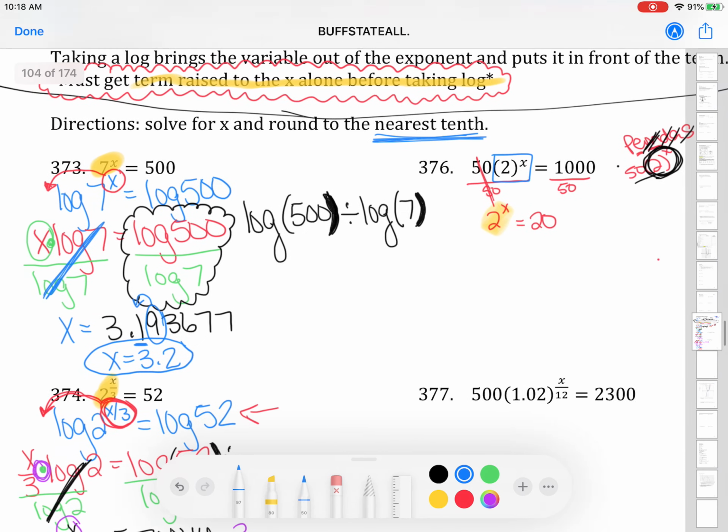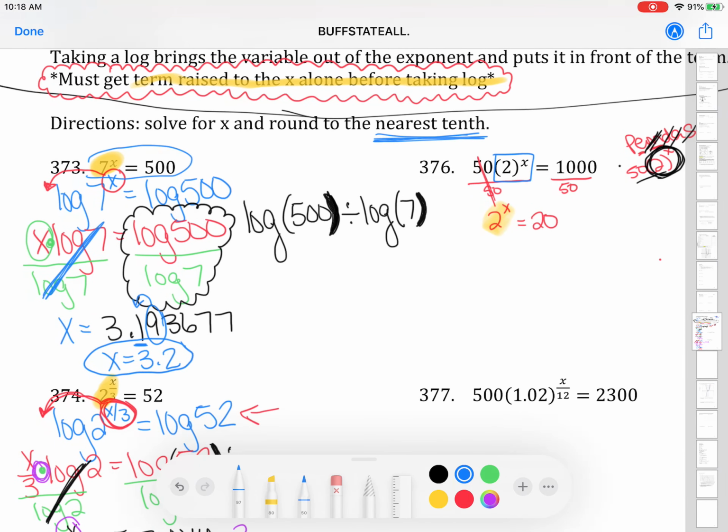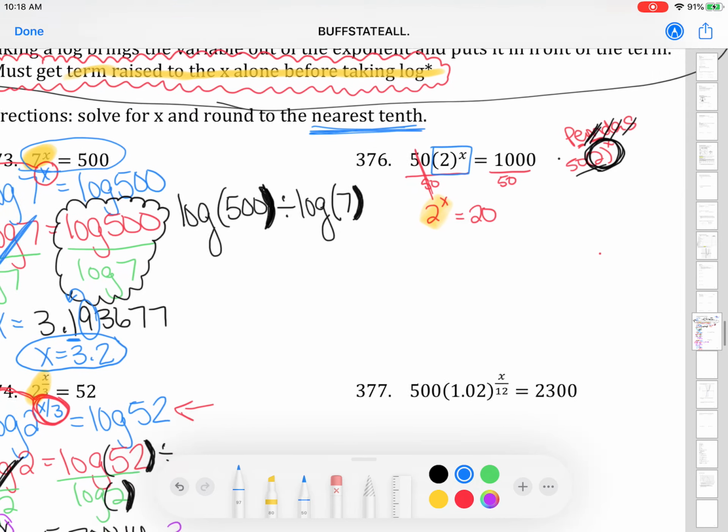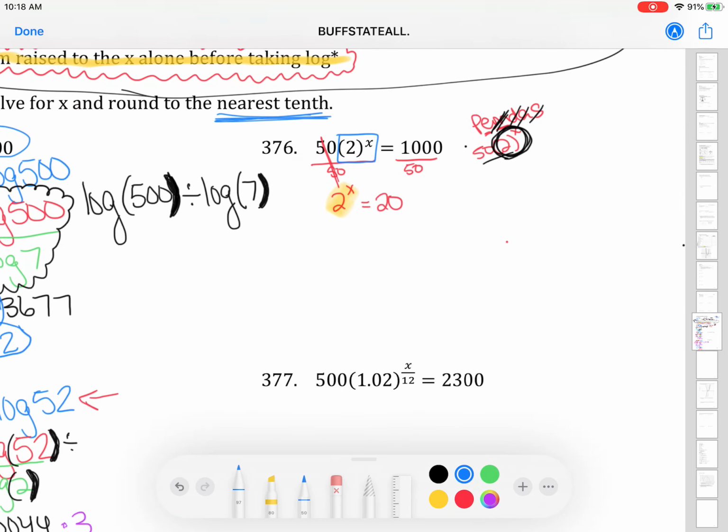I'm good to try using logs. Pause the video for a second and try following that log method that we just used from the very beginning in the question right next to it. Write the word log on both sides, bring the exponent down, and then divide. I'm just going to jump right into it.